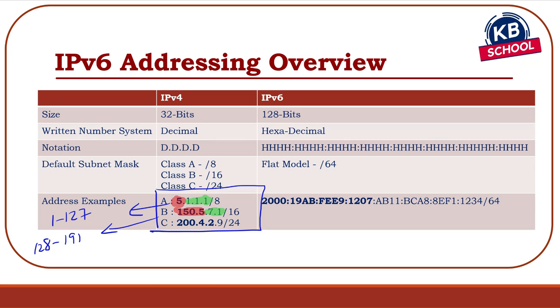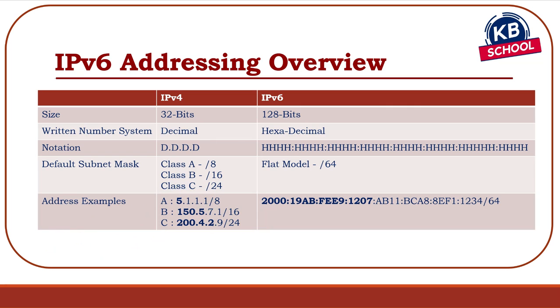How do I know it's a class C address? The number is between 192 and 223. That's a class C address. In a class C address, my network portion now is the first 3, and the last portion is your host portion over here. And these are the default masks that I have.